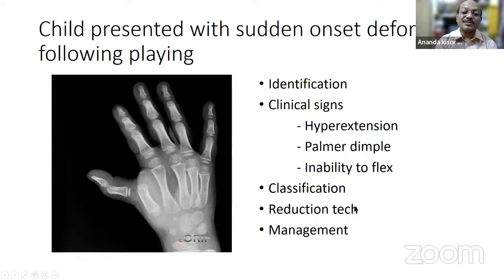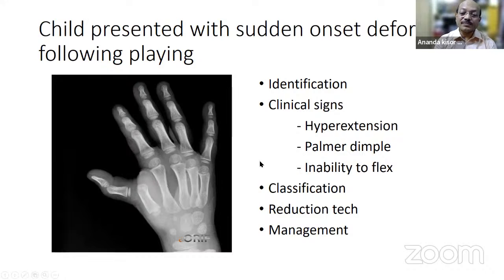Now, classification is the same, a simple and complex dislocation classification. Reduction technique is almost the same. You have to flex the wrist, keep the interphalangeal joint flexed to keep the long flexors relaxed, and then push the proximal phalanx towards the volar side, as it is a dorsal dislocation. Dorsal dislocation is the commonest, so we have to push to the opposite side against the metacarpal head.